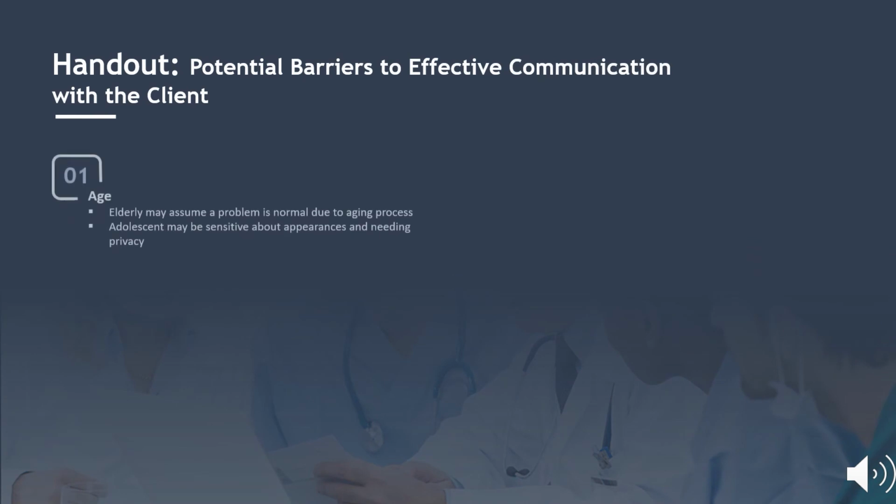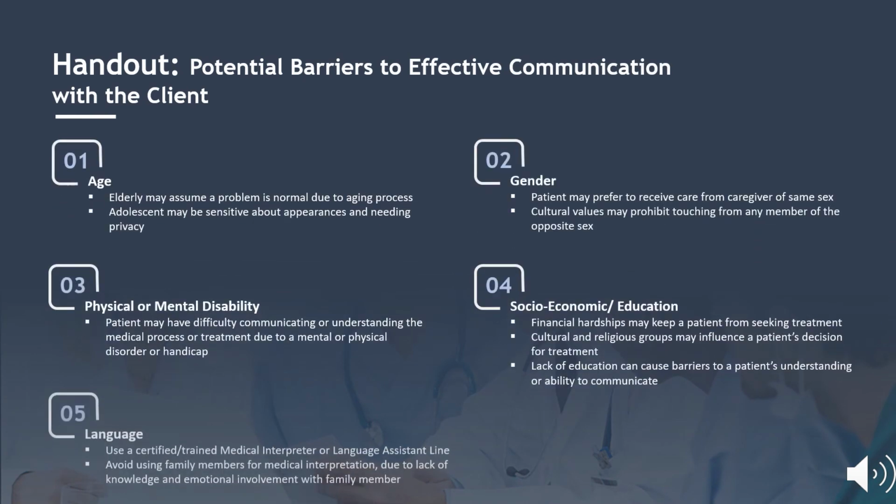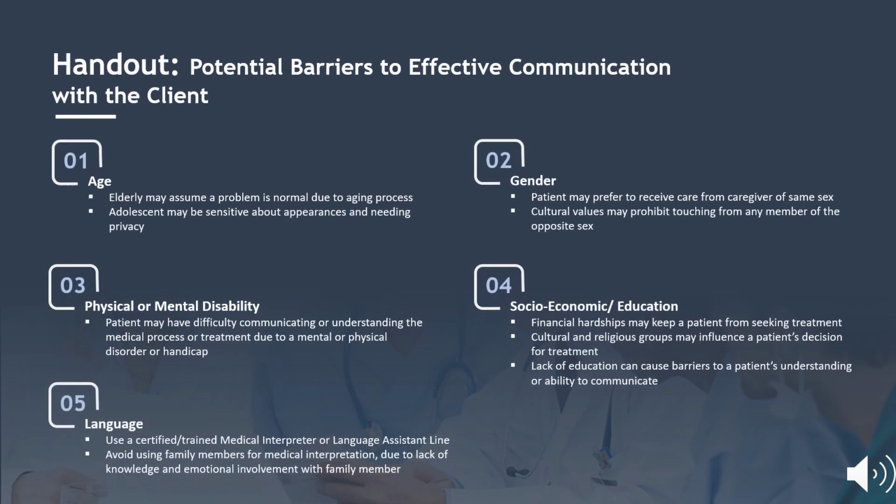Handout. Potential barriers to effective communication with client. 1. Age. Elderly may assume a problem is normal due to aging process. Adolescent may be sensitive about appearances and needing privacy. 2. Gender. Patient may prefer to receive care from caregiver of same sex. Cultural values may prohibit touching from any member of the opposite sex.